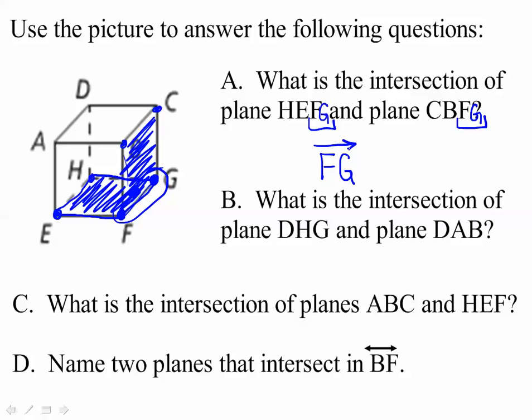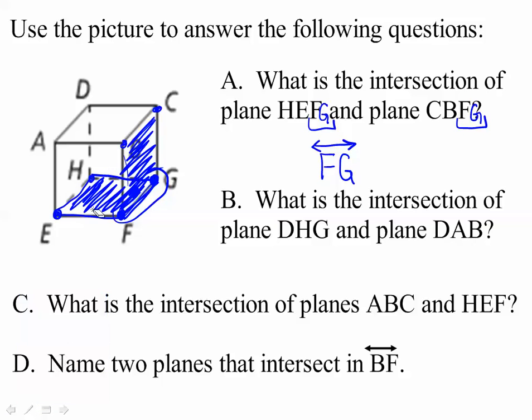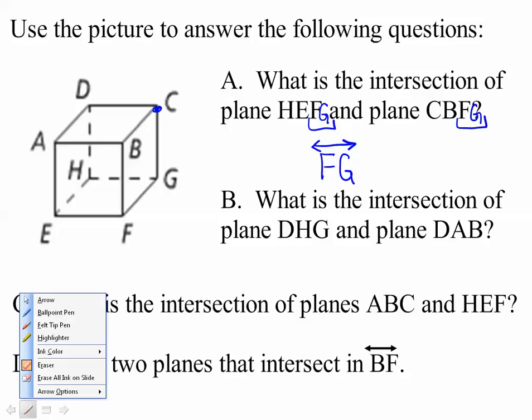We call that line FG because even though this looks like a segment, if this was truly a plane, it would go forever, which means the intersection would also go forever and become a line. So we're going to try another one just like that. So let's erase our drawing and start over again.